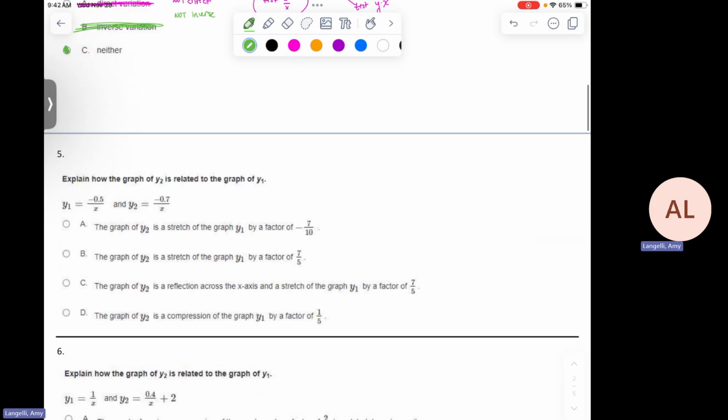All right. Oh, I'm excited. I love these ones. I love comparing graphs. It's one of my favorite things.